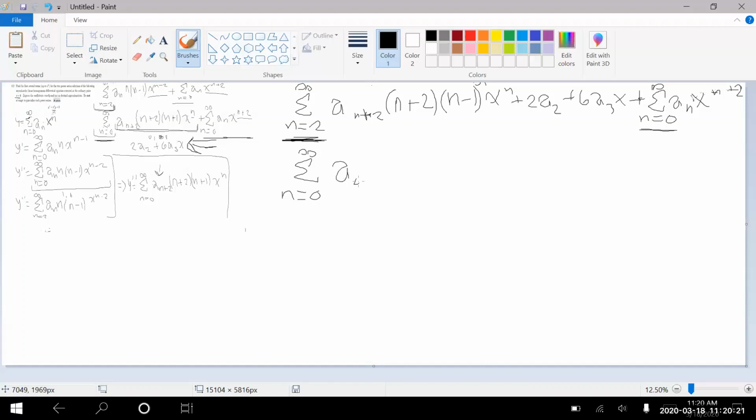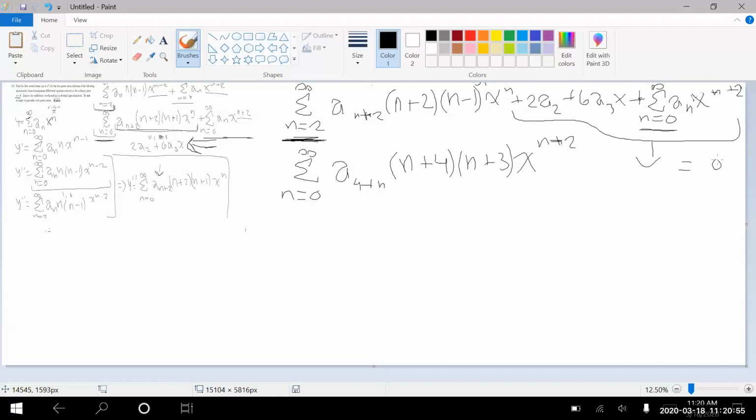So I get a to the 4 plus n, and then n plus 4, n plus 3, and then x to the n plus 2. And there's that exponent we have been looking for. I don't actually think I have room to write the rest of it, and it's still equal to 0. So that puts us a lot closer.